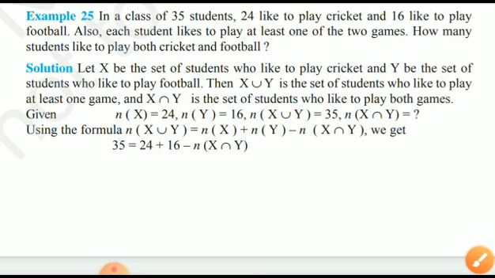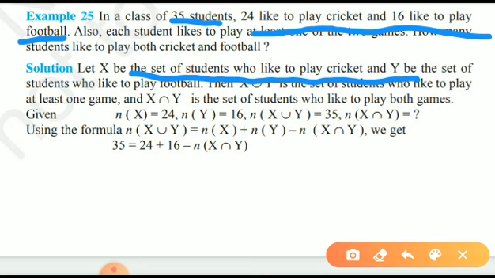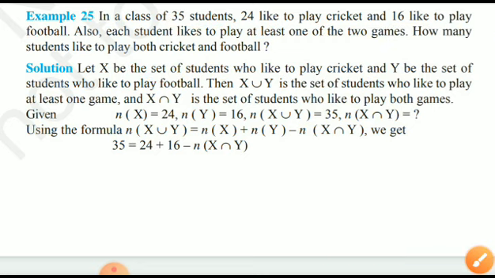Next one. In a class of 35 students, 24 like to play cricket and 16 like to play football. Also, each student likes to play at least one of the two games. How many students like to play both cricket and football? So total how many students are there? 35. Now 24 like to play cricket and 16 like to play football. That means how many games do I have? I have two games, cricket and football. So you can take, let X be the set of students who like to play cricket and Y be the set of students who like to play football.